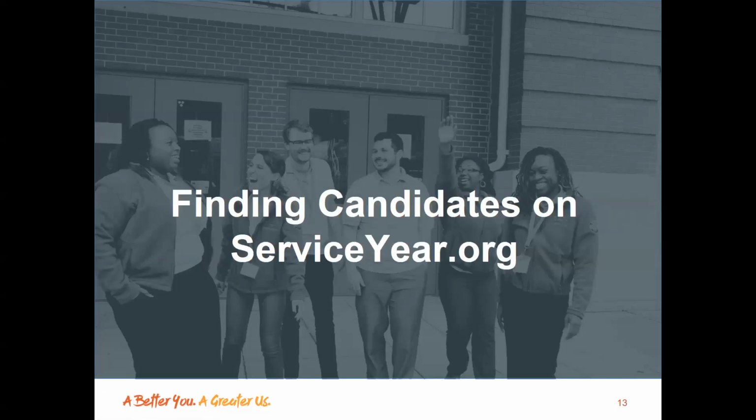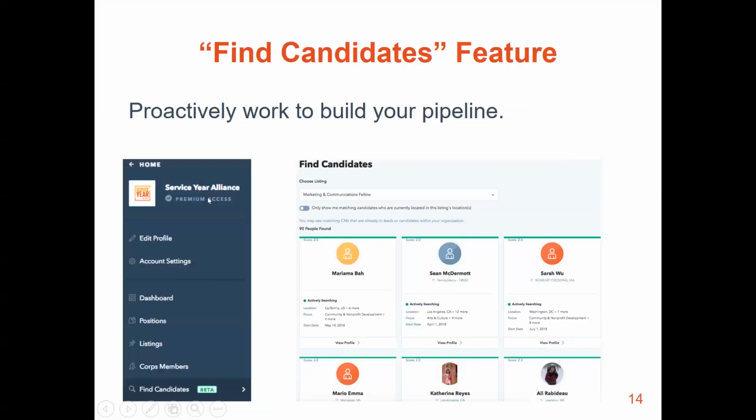To start off with, though, one thing that we did want to spend a little bit of time on, since we were not able to cover it in depth in our first webinar, is thinking through some ways you can also help build that pipeline up a little bit more, beyond strictly having a posting that people are reacting to. One of the ways you can do that is through using the Find Candidates feature on servicetier.org.